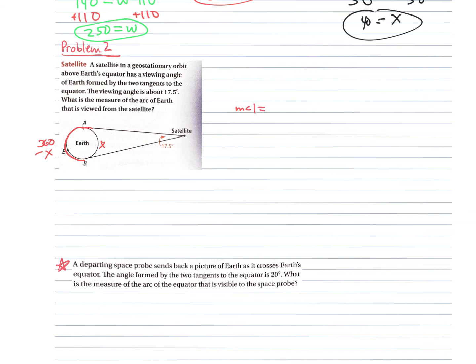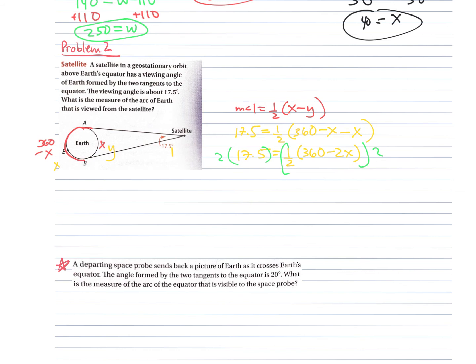So this is going to be our measure of angle 1 equals 1/2 times x minus y, where this is my 1, this is my y, and this is my x. So for 1, we have 17.5, and then we have 1/2. My x is 360 minus x, and then we subtract y, which is x. So this becomes 17.5 equals 1/2 times 360 minus 2x.